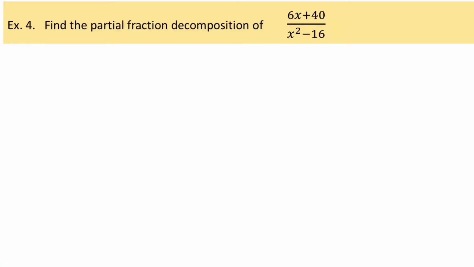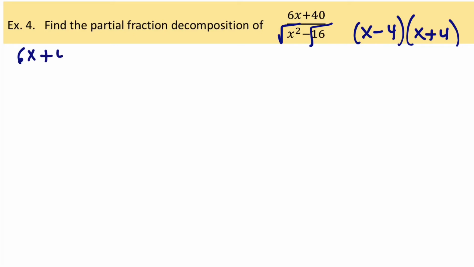All right, find the partial fraction decomposition of this one here. So first step, factor the denominator. When you factor x squared minus 16, that's a difference of two perfect squares. So you get x minus 4 times x plus 4 in the denominator. So we'll set that up. So we've got 6x plus 40 over x minus 4 times x plus 4.